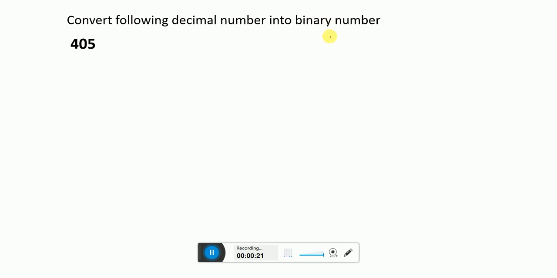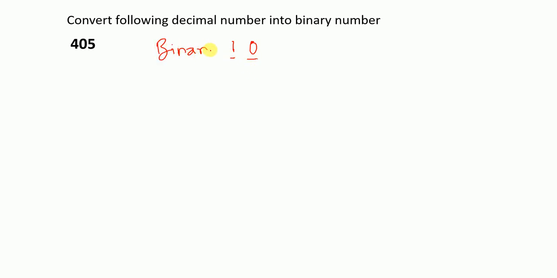Okay, so basically in binary number system, bi means 2. In binary number system we use two digits, and those two digits are 1 and 0. Okay, these are the two digits that are used in binary number system, whereas in decimal number system we use digits 0, 1, 2, 3, 4, 5, 6, 7, 8, 9. Okay, so 0 to 9.